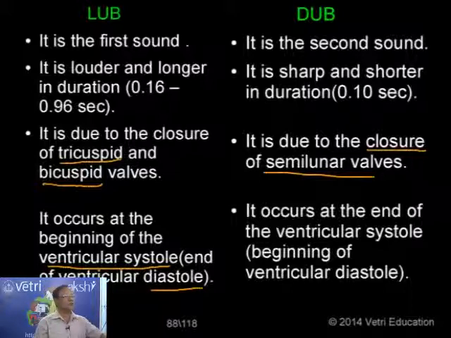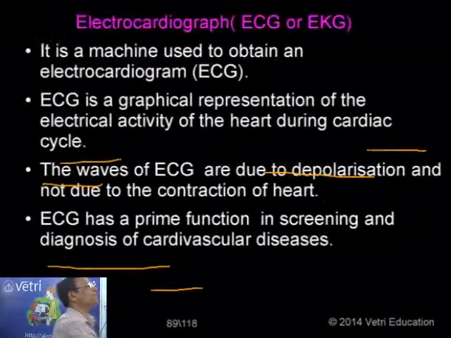So you go through this and can find the answer easily. The lub occurs at the beginning of the ventricular systole or the end of the ventricular diastole. The dub occurs at the end of the ventricular systole or the beginning of the ventricular diastole. So these are some of the differences between the two sounds. The two sounds can be heard by means of the stethoscope, the instrument.